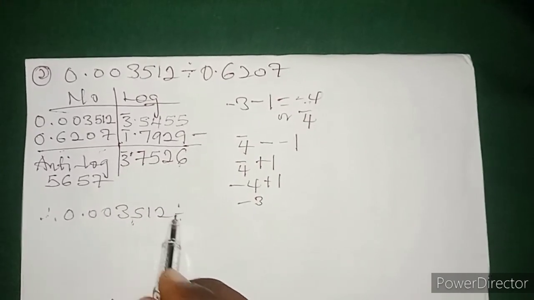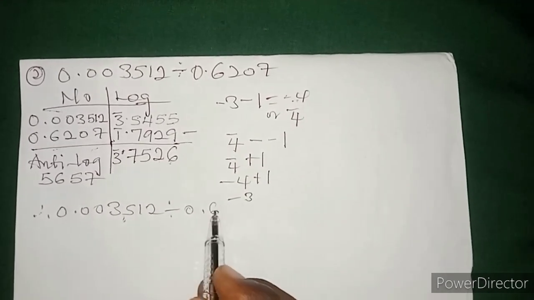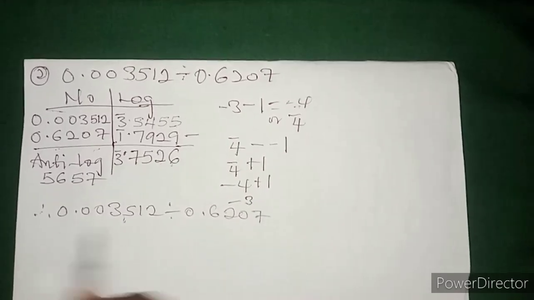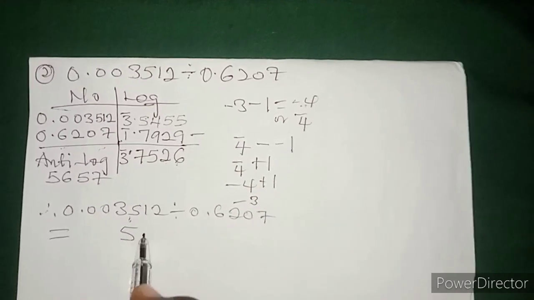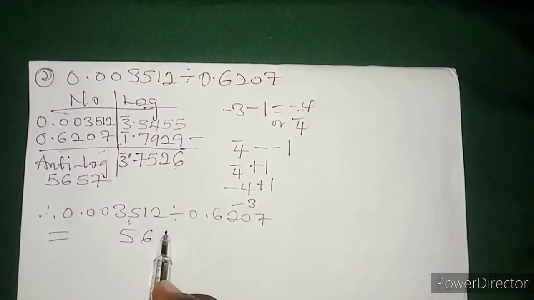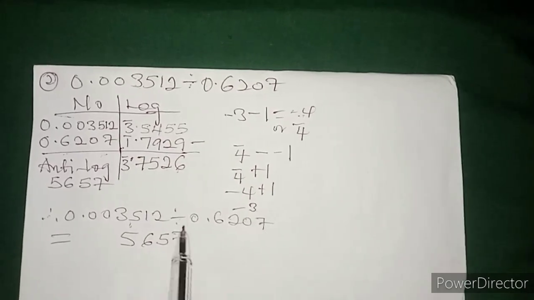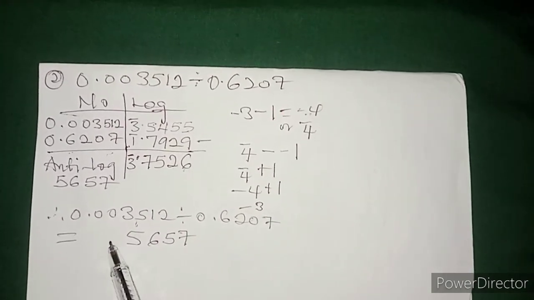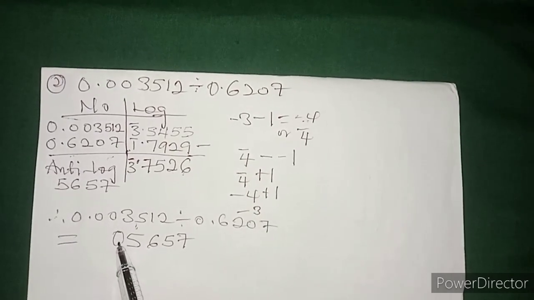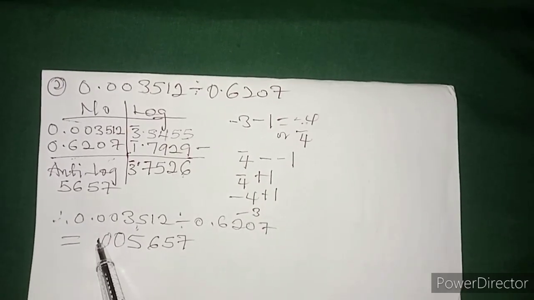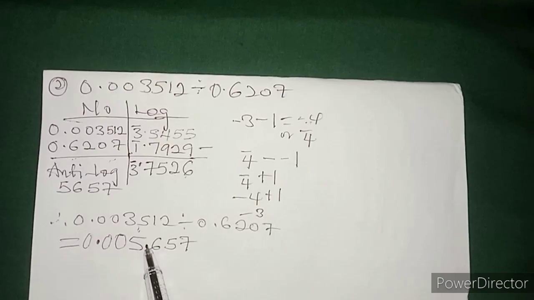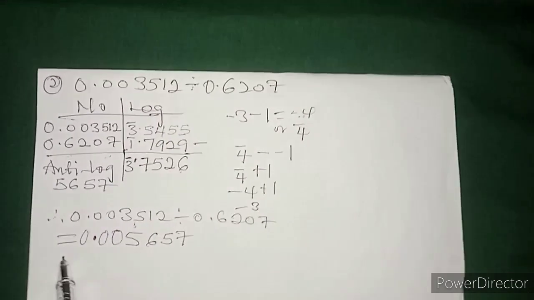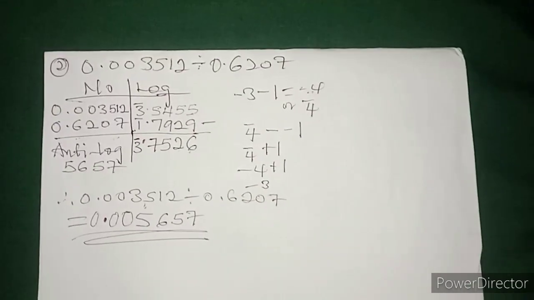So write that, therefore, 0.003512 divided by 0.627 is equal to 5, 6, 5, 7. So how do we place our decimal point? Remember, this bar 3, meaning this is 0, 1, 2, then this 3. Take note, 1, 2, 3. This is our answer.